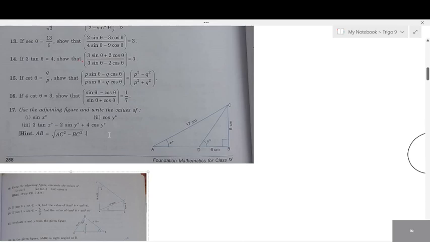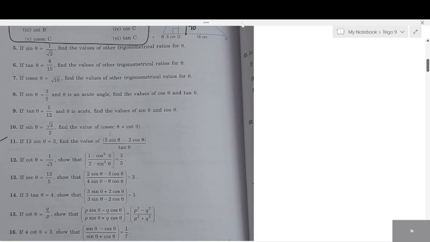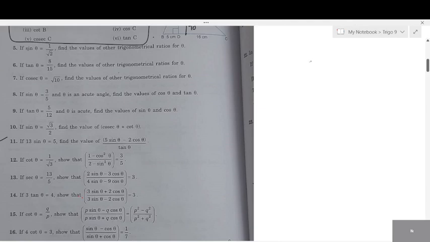From 5 to 17, from 5 to 16, all the questions are the same. Okay, 5 to 16, everything is the same. I'll just teach you two questions in this. Fine. The first one, I'll teach you all the format, students.